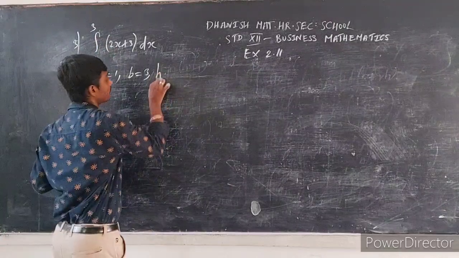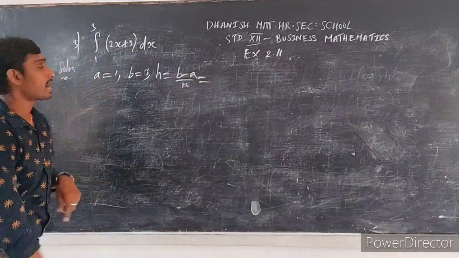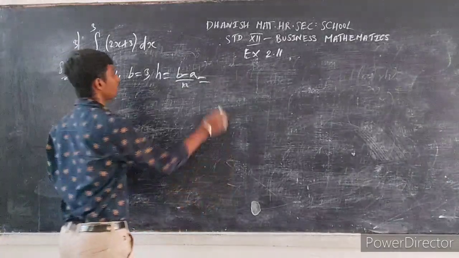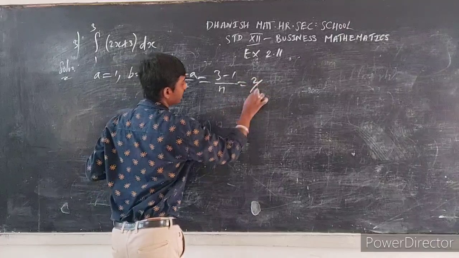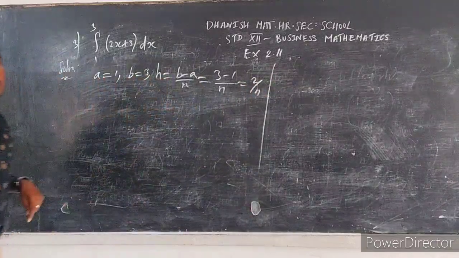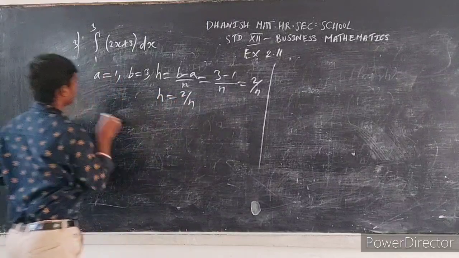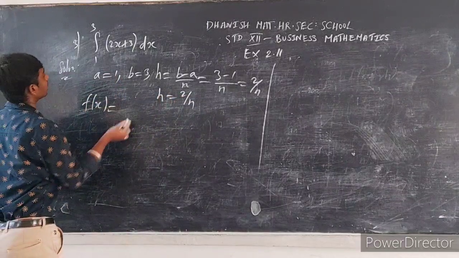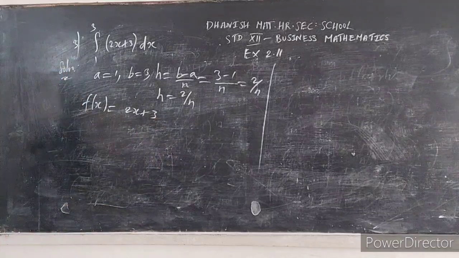What is the h value? The formula for h is b minus a divided by n. What is the b value? 3 minus a value 1, divided by n. Here the left hand is 2 by n. So h is equal to 2 by n. Then f of x is equal to 2x plus 3.